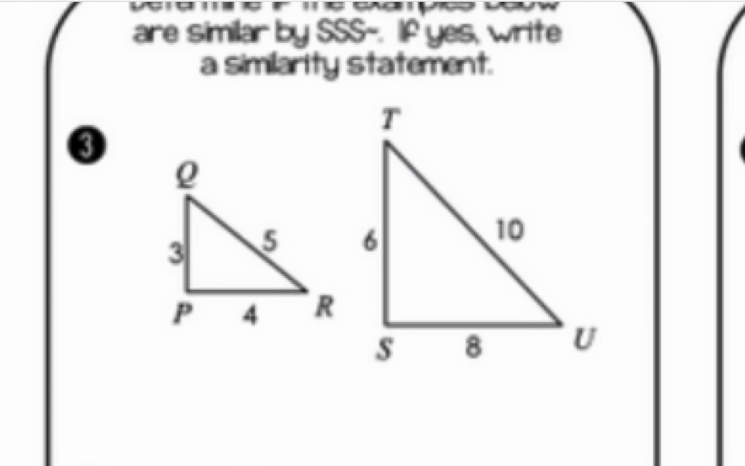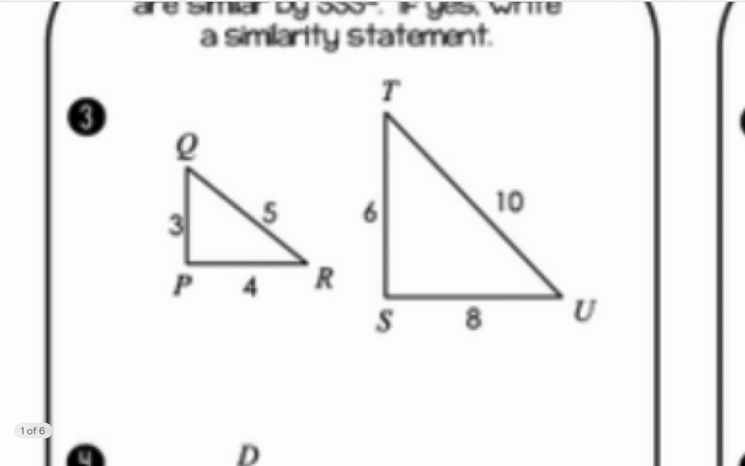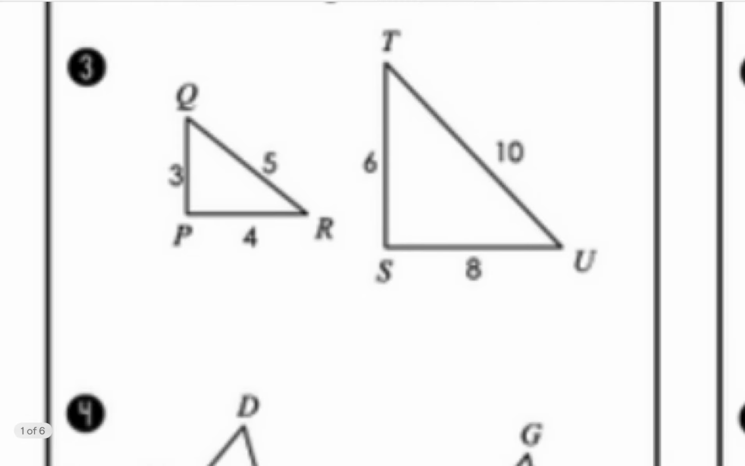I am going to create my proportion. I'm going to start with this side, so 3 over this side, and that would be 6. And then this side, 4, over this side, so that's 8. And then I have this side, which is 5, over the longest side, which is 10. Okay, so we are going to simplify our answer. You can either keep it as a fraction or decimal.